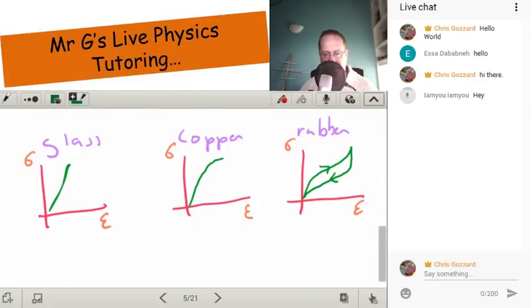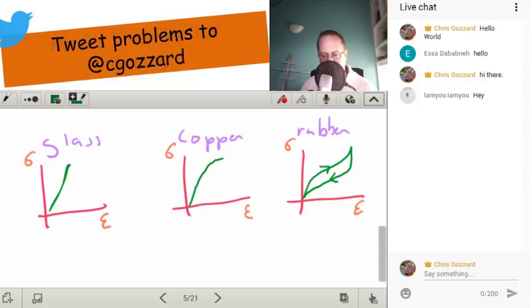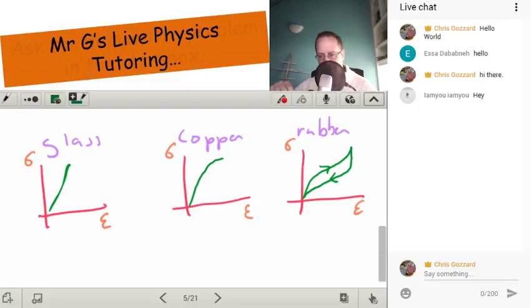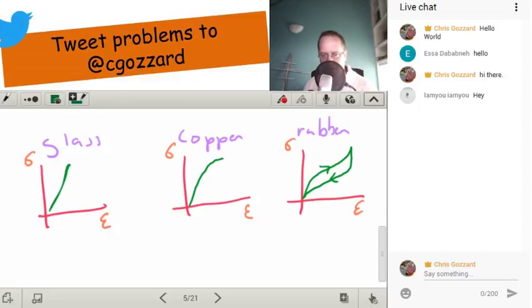These are three different materials and their force-extension graphs. So we've got glass. Glass is a brittle material, so there's just a straight line for the stress strain curve, and then it just fails. Copper is a ductile material, and ductile means it can be drawn out into a wire, and it'll obey Hooke's law up to a point, and then it will start to fail and undergo plastic deformation.